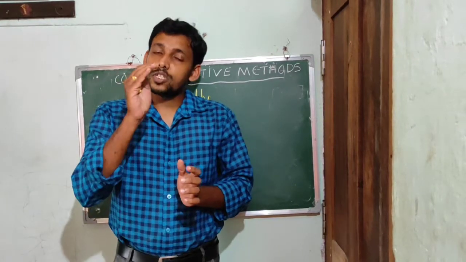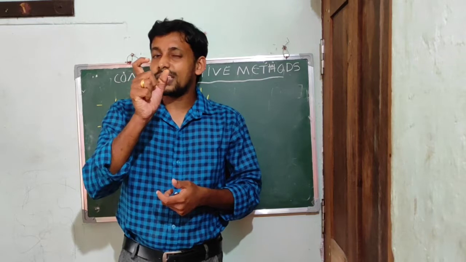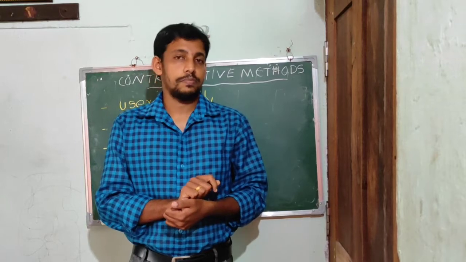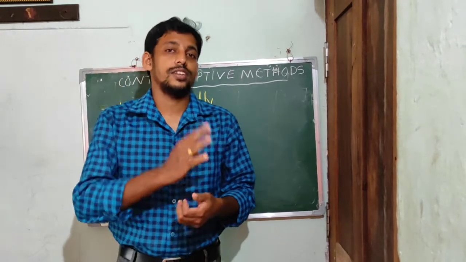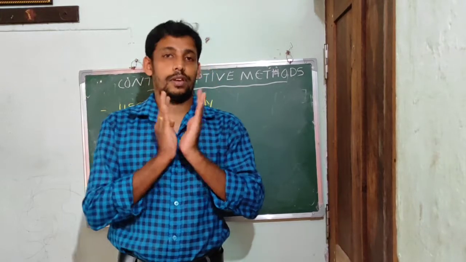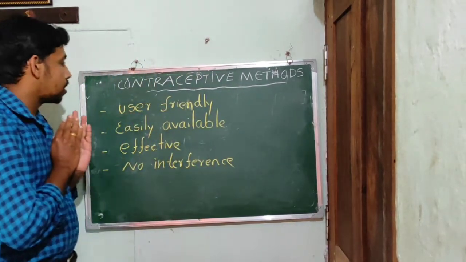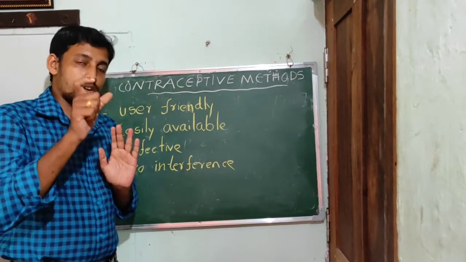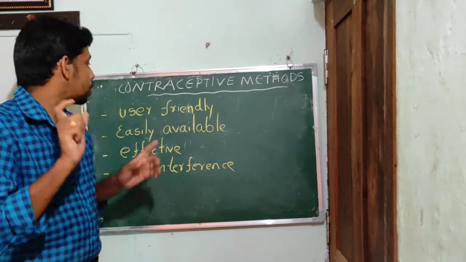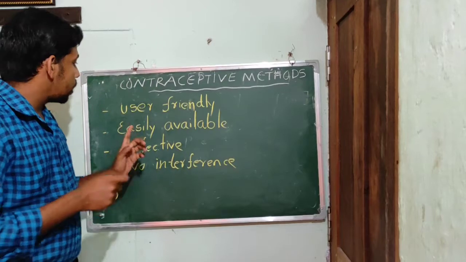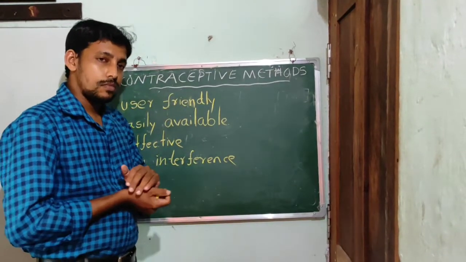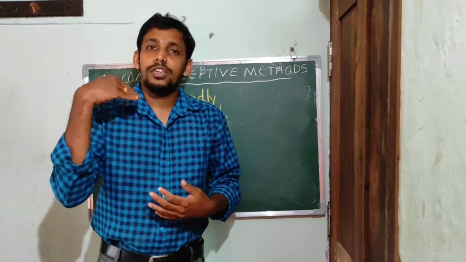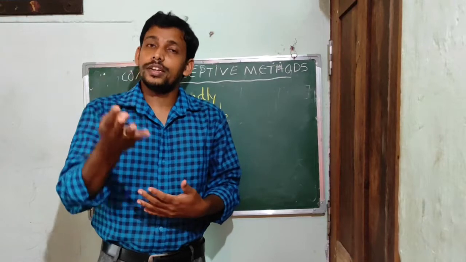We must know what the basic features of an ideal contraceptive are. So what are the basic characters of an ideal contraceptive? Let's look here. An ideal contraceptive should be user friendly. Then it should be easily available. It should be available to the public, easily available to the user who needs it.